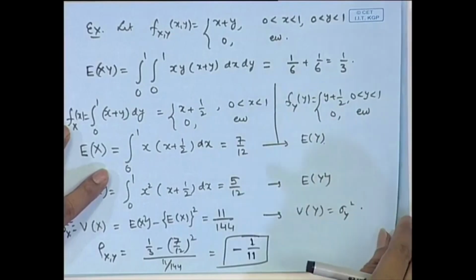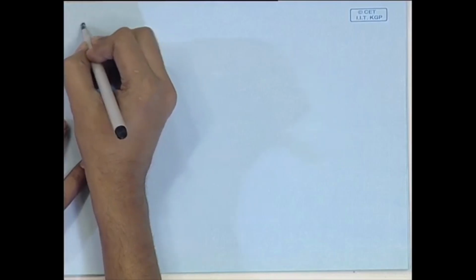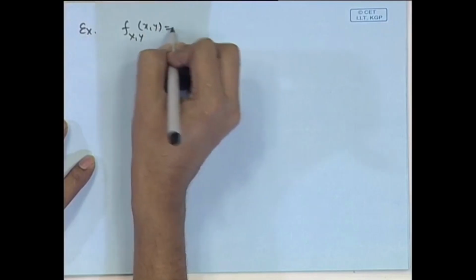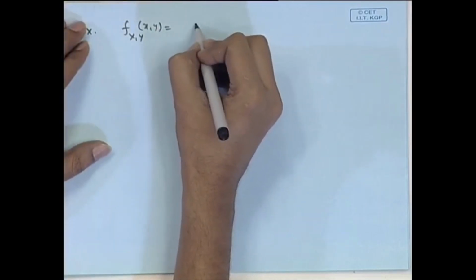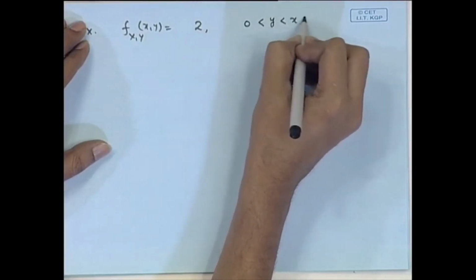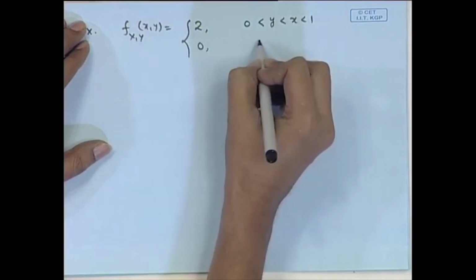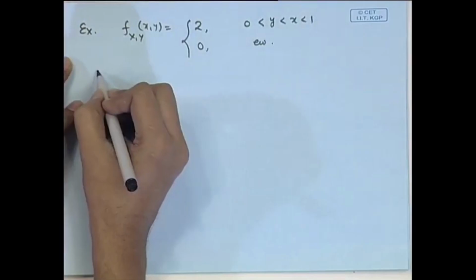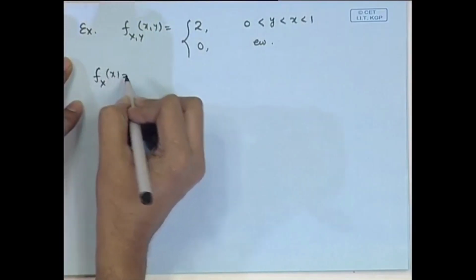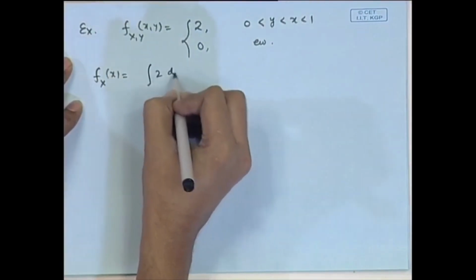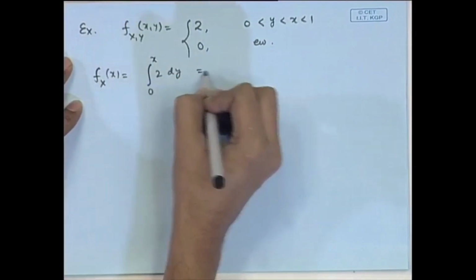We can take up some example which we did yesterday. So, let us consider say f x y is equal to 2, 0 less than y less than x less than 1, 0 elsewhere. Here suppose we want the distribution of x, then it is equal to integral with respect to y of 2 dy from 0 to x, that gives 2 x.